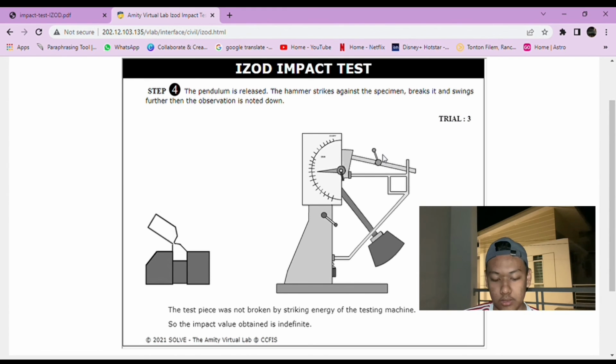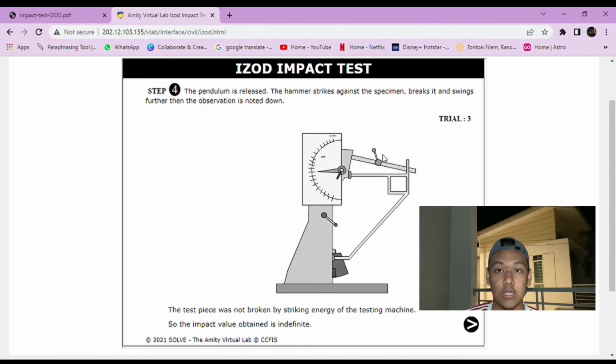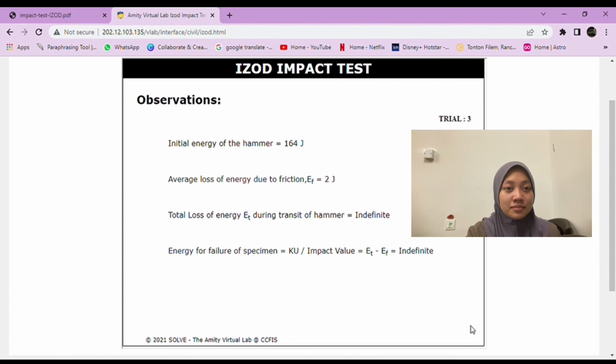Result for trial 3. The test piece was not broken by the striking energy of the testing machine, so the impact value obtained is indefinite. Observation trial 3. Initial energy of the hammer equals 164 joules. Average loss of energy due to friction, EF, equals 2 joules. Total loss of energy, ET, during transit of hammer is indefinite. Energy for failure of specimen, ET minus EF, is indefinite.